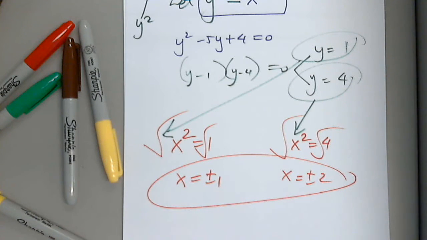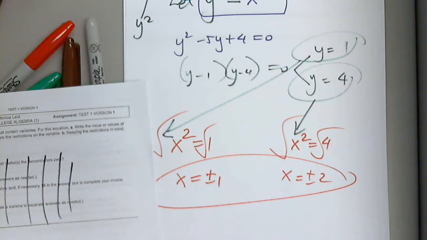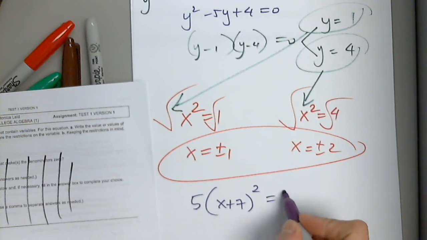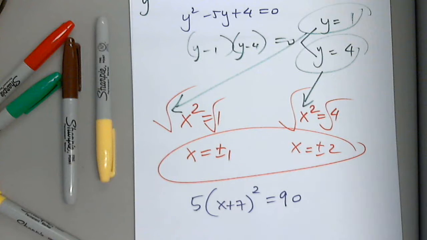Okay, let's look at number 2. Solve the equation by the square root property. So 5 times (x plus 7) squared equals 90. Yes, that's fine. We have 3 more minutes. Okay, so first step. Careful. First step. Divide by 5. Yes. I have to clean it up.